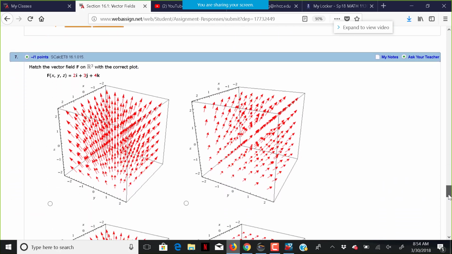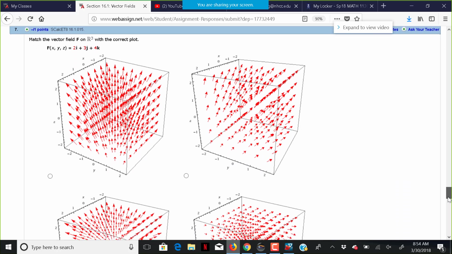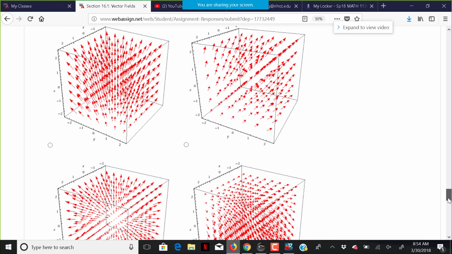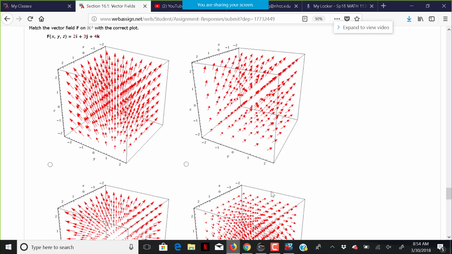2, 3, 4, everything is constant. So which graph should it be? First, second, third, or fourth? It has to be the second one.